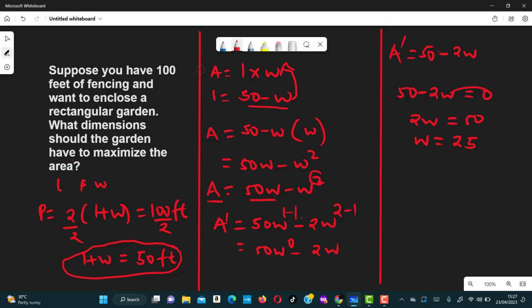That being said, we can go back to the constraint equation and find L now. L is, like we said before, 50 minus W, which is 50 minus 25. Therefore, L is 25. So the optimal dimensions for the rectangle that maximize the area is 25 feet by 25 feet.